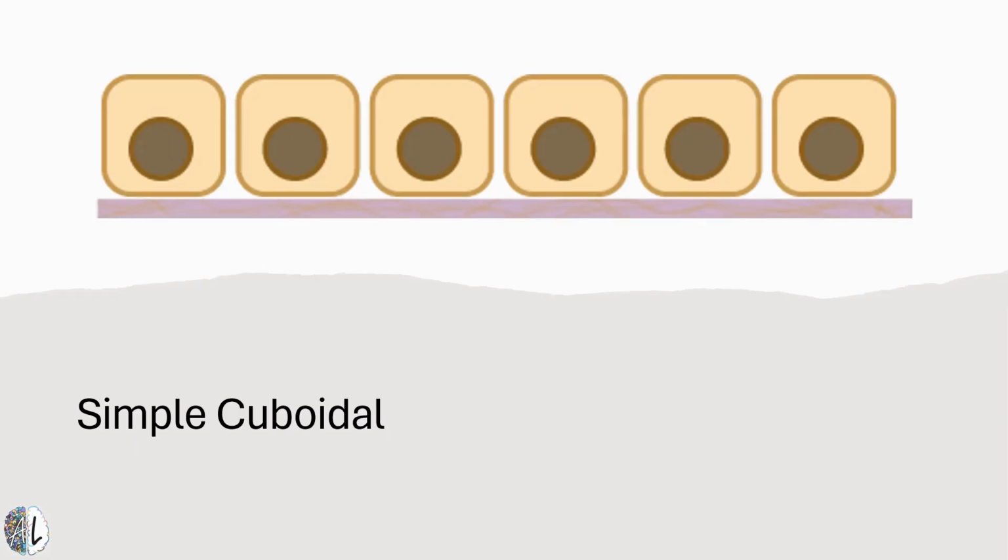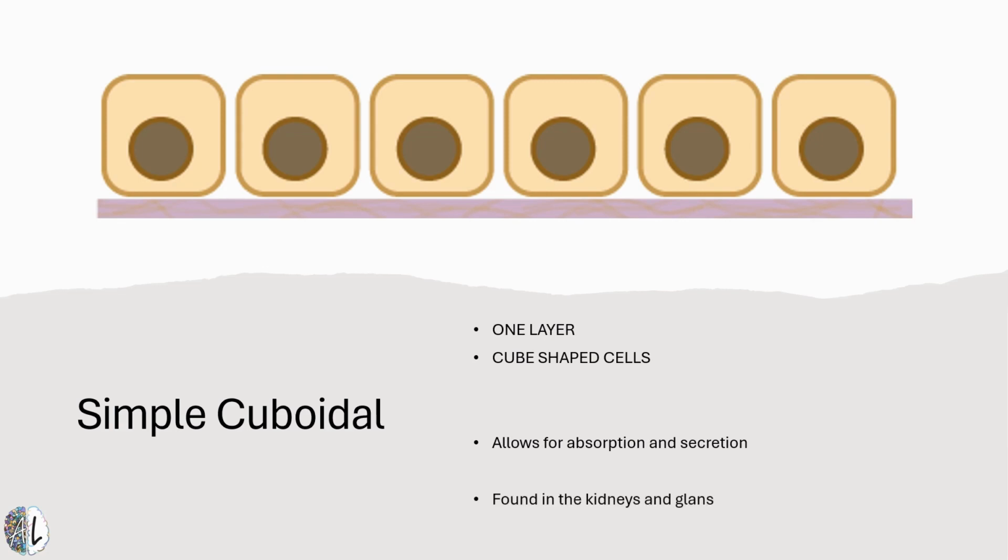Next is simple cuboidal. So again, that term simple told us it was only one layer thick. And that cube shape, the cuboidal term, tells us it's those nice little squares, that cube shape with those nice large nuclei right in the center. So the purpose of having simple cuboidal is it absorbs or secretes some sort of object. You're going to find these a lot in the kidneys and glands.